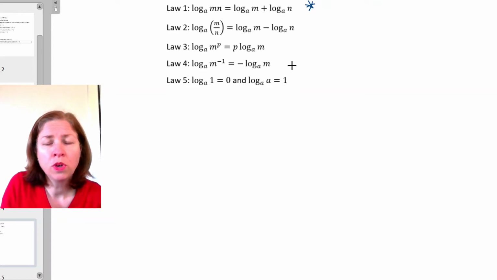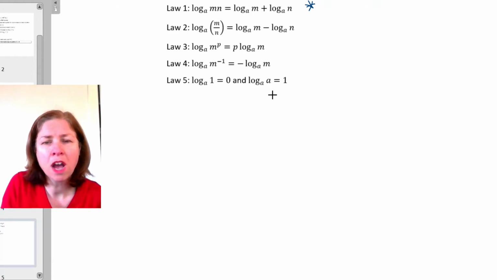The fourth law is related to the fact that m to the power of -1 is the same as 1 on m. So when I've got to the power of -1, that becomes a subtraction of log base a of m, or we can see that as the -1 being multiplied out the front.